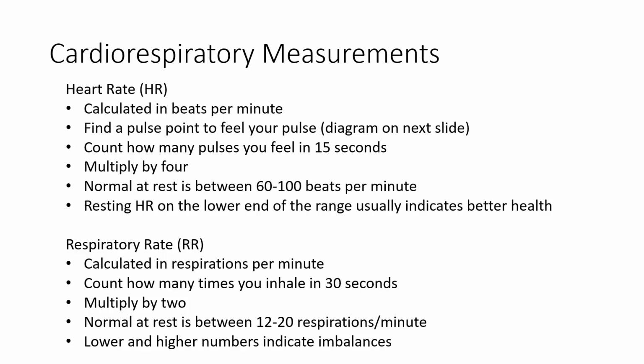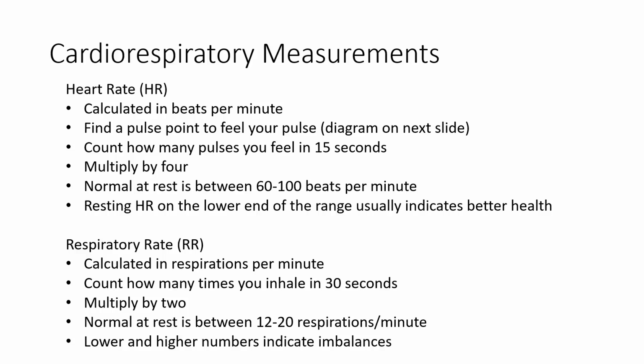So once you find your pulse point, you're going to want to feel how many times blood pulses through in 15 seconds. So you want to measure exactly how many in 15 seconds, and then you're going to multiply by 4. You multiply by 4 because that gets you to 60 seconds, or how many in a minute. Normal at rest is between 60 to 100 beats per minute. Resting heart rate on the lower end of the range usually indicates better health. So if you have a lower resting heart rate, closer to the 60 beats per minute mark, you're typically in better health.